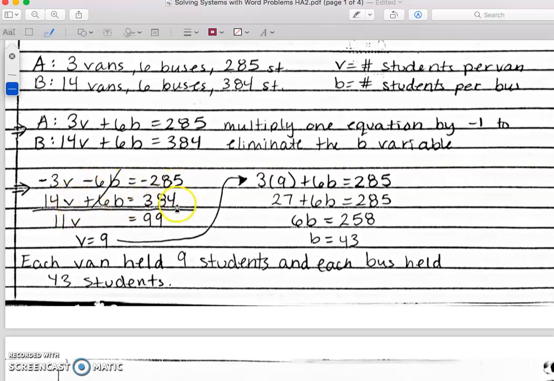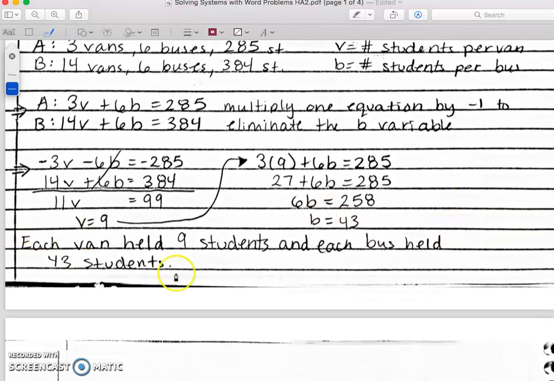My second equation stayed the same. I add straight down and I get 11v equals 99, which means v equals 9. I take that v equals 9 and I'm going to go ahead and plug it back into either one of my original equations. I plug it into the top one and I solve and get b is 43. So my solution has to be written as a sentence. So for this problem, I would say each van held 9 students and each bus held 43.